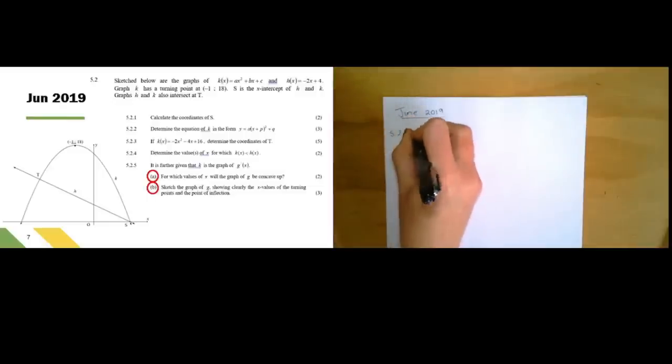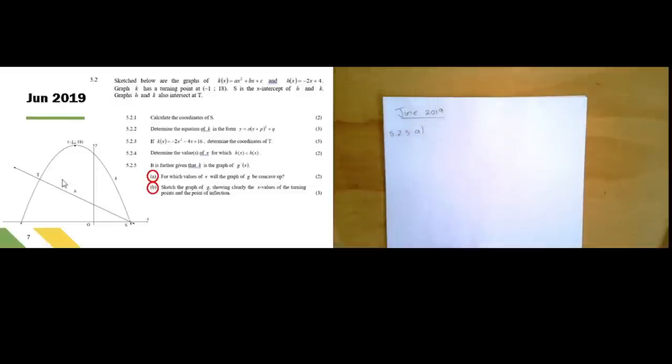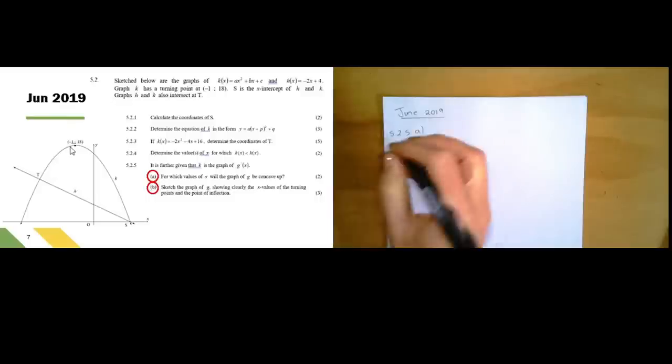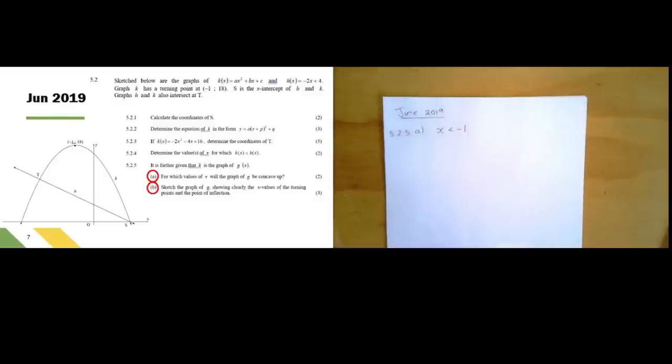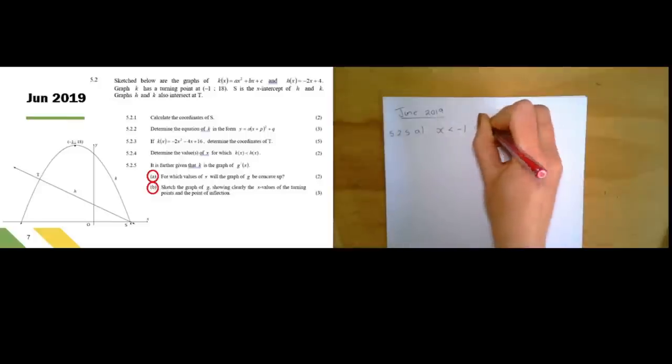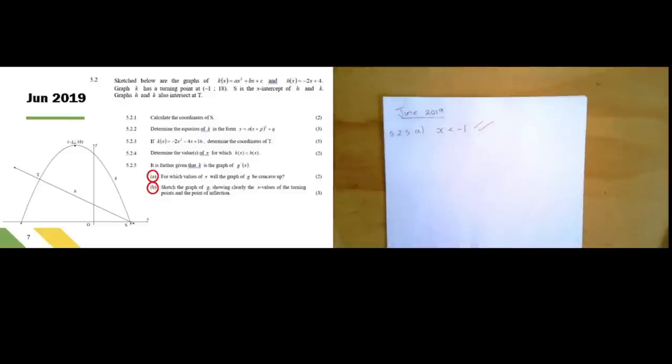So what do I know about concave up? It is where my first derivative will be increasing. So it's where the parabola is increasing. Where is the parabola increasing? For all the x values smaller than negative 1. And that was a 2-mark question, 2 marks for the answer.